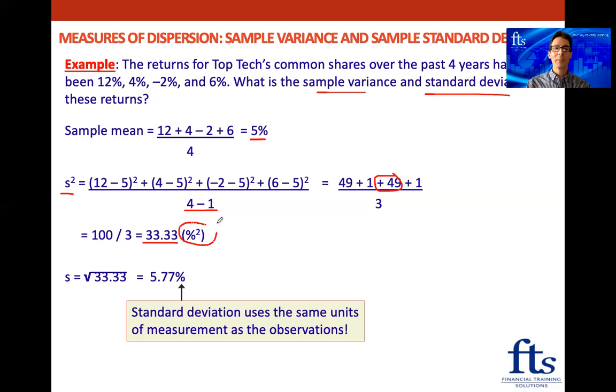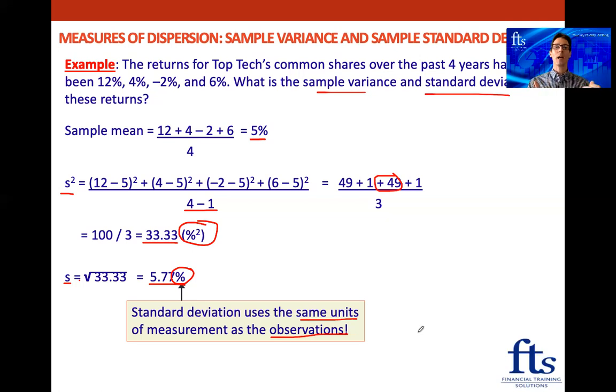This is now in percentage squared, which is hard to understand, because we don't work in percentage squared, we work in percentages. So if we now take S, which is the standard deviation, the standard deviation is the square root of the variance, and now we're coming back to percentages again. It's now in the same units as our underlying data, in percentages. So the standard deviation uses the same units as our observations. That's great, and that's why we prefer standard deviation to variance.